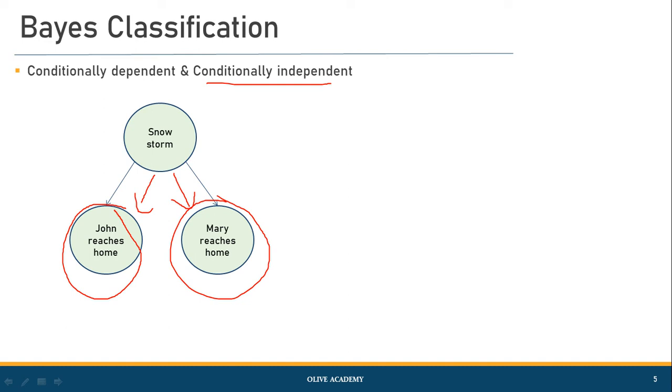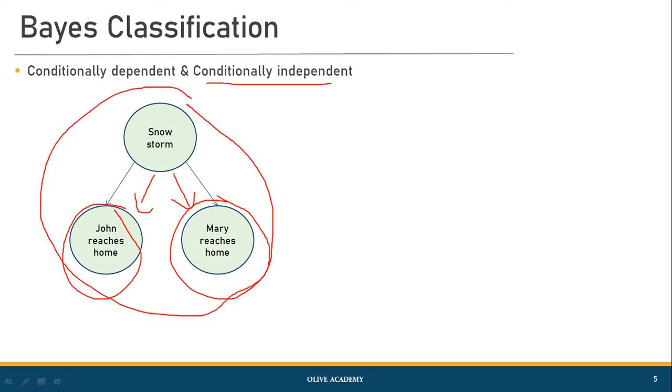And even in our classic example, where we have seen tossing the coin and choosing to bat first or bowl first, and again the ground, all these are completely independent events as well. Similarly, John reaching home and Mary reaching home are completely independent events, but the snowstorm is going to directly influence John and Mary reaching home, and that is what is called conditionally independent.